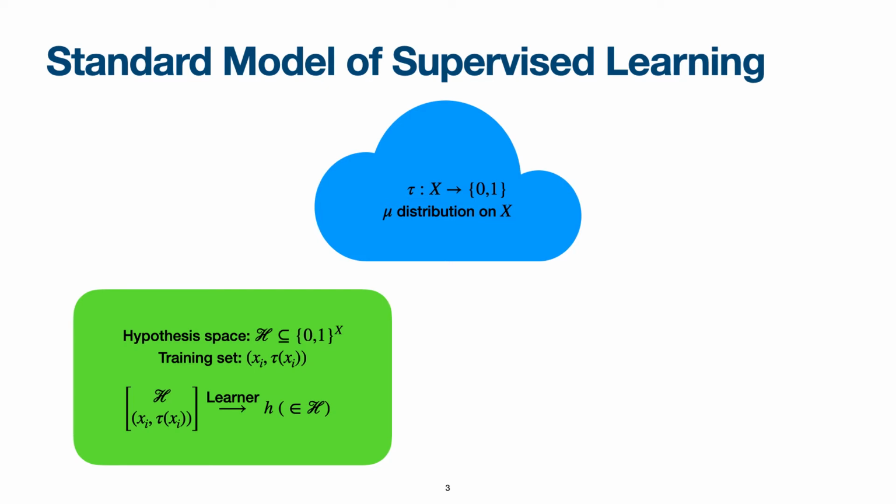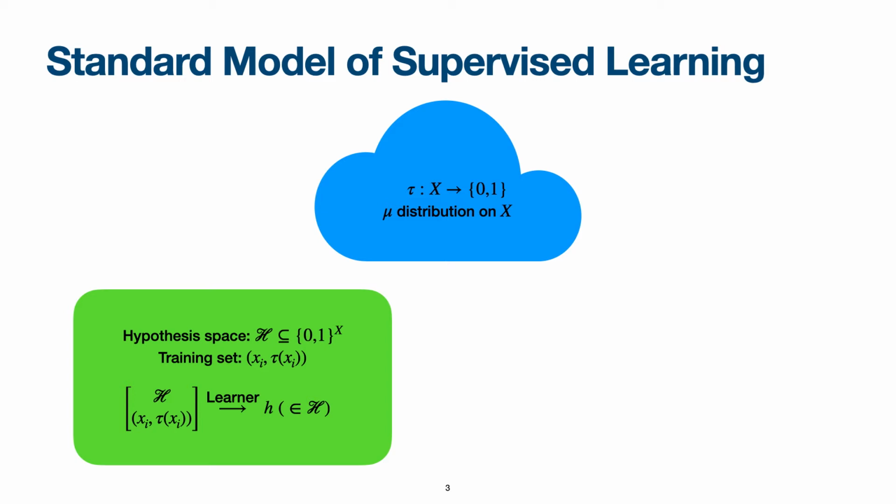In the learning problem, we choose a hypothesis space that is a subset of all of the functions from the domain X to {0, 1}. And we're going to collect a training set. The training set is a set of pairs (xi, tau of xi), where the first element xi is taken from the domain by sampling from the distribution over the domain, and tau of xi is the result of labeling our data point with the function tau.